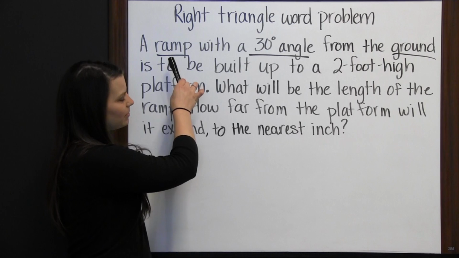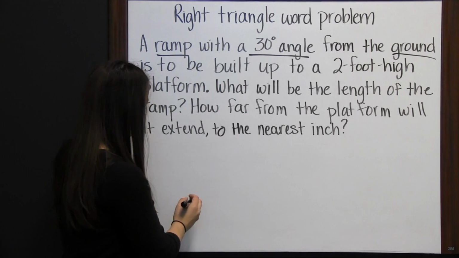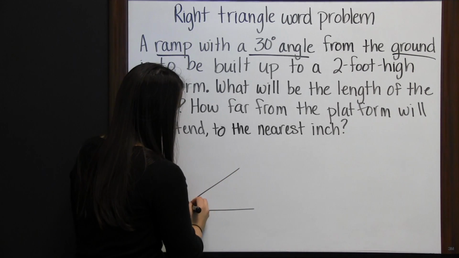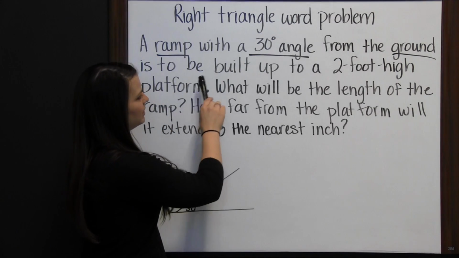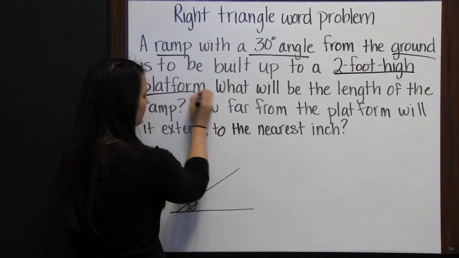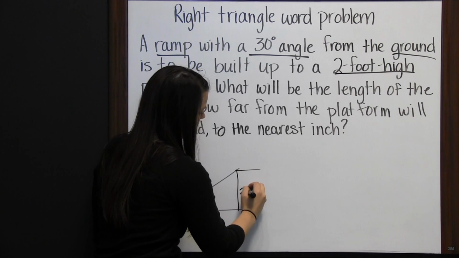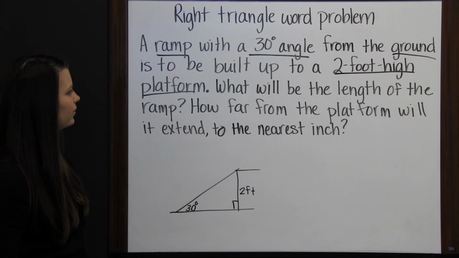So we have a ramp that makes a 30-degree angle with the ground. So let's start with that. Here's the ground. Here's our 30-degree angle. And it's to be built up to a 2-foot-high platform. So then here we have a platform, and it's 2 feet high above the ground. So there's a right angle there, perpendicular to the ground.